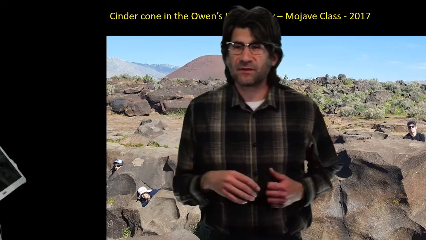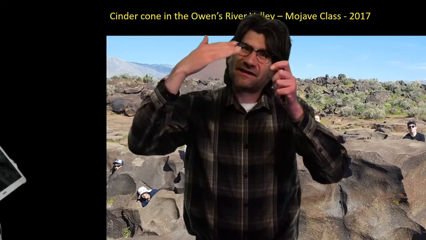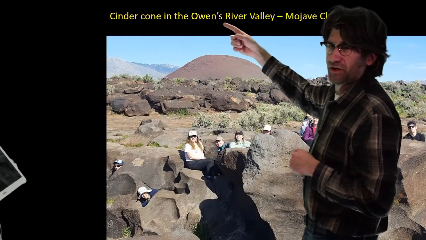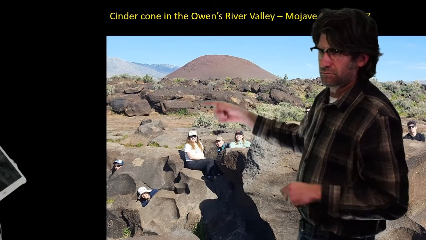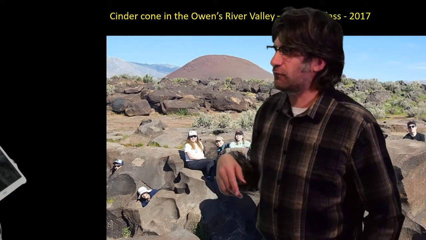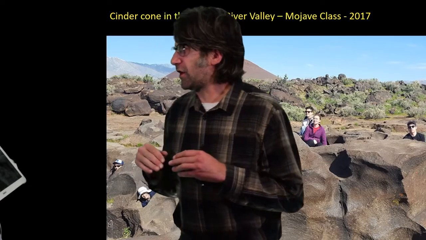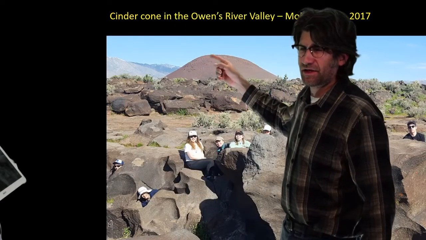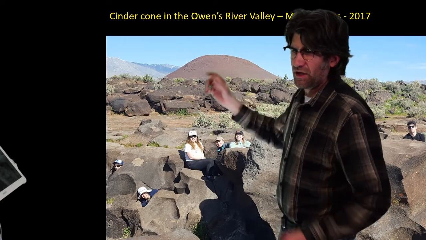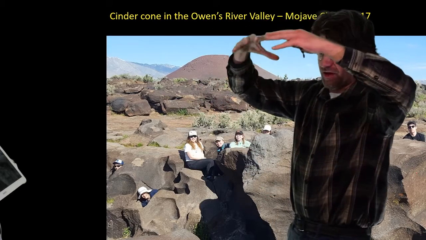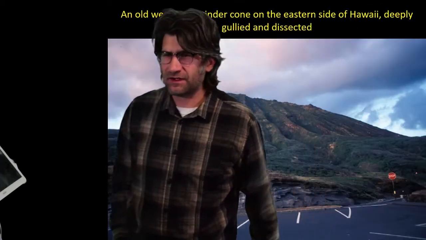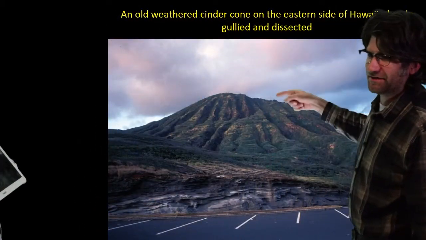Okay, another thing we can think about is kind of how dissected and eroded a geomorphic landform is. So behind us, we have a cinder cone here. And this is a relatively young cinder cone. This is in the Owens River Valley. This was one of my Mojave classes that we came down here and checked this out. And so this is a very fresh looking cinder cone. Look at that. It's nice and smooth. You can imagine that just recently this thing was built up by the ejection of pyroclastic material out of the cinder cone. Compare that to this very, very old and highly dissected cinder cone.